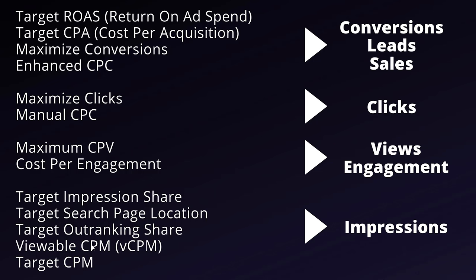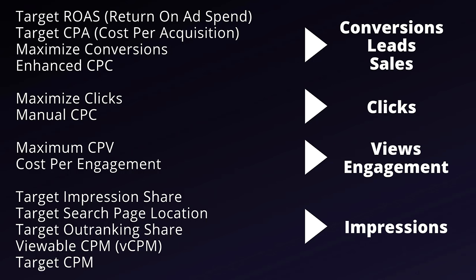There's viewable CPM. So this is more of a Google Display Ads bidding strategy. And what it means is you're bidding for impressions, and they're viewable impressions. So CPM refers to cost per 1,000 impressions. And with viewable CPM, you would set a bid for how much you're willing to pay for every 1,000 impressions on your advertisement. And then target CPM.